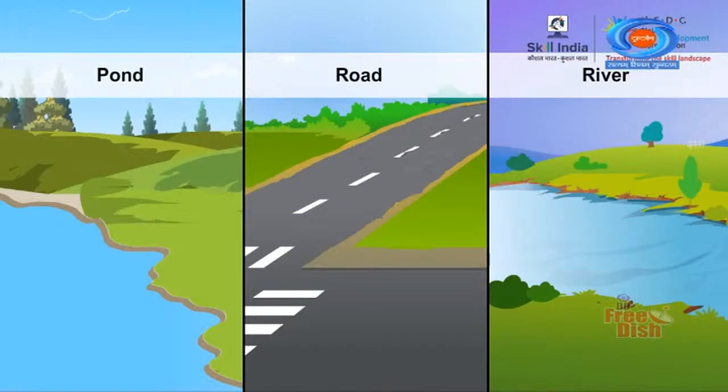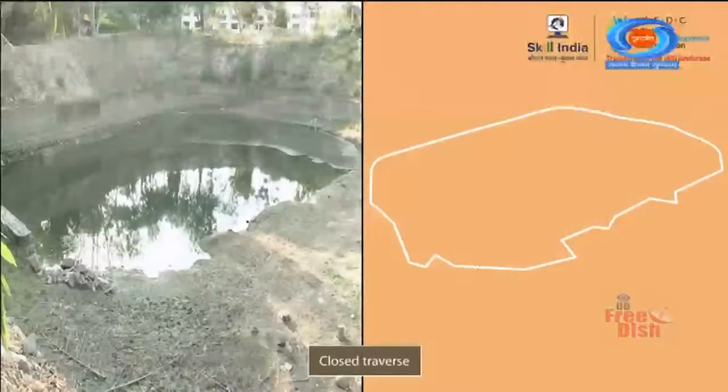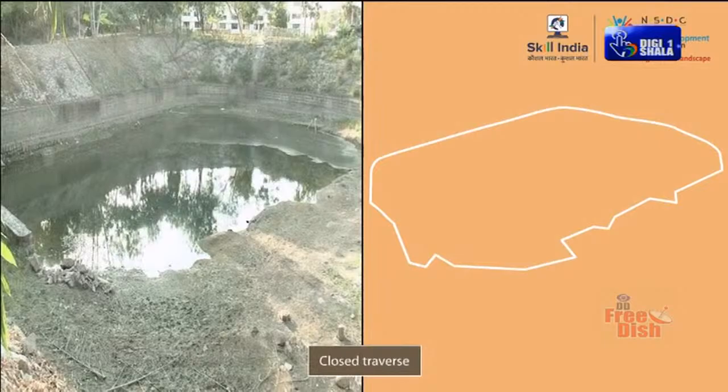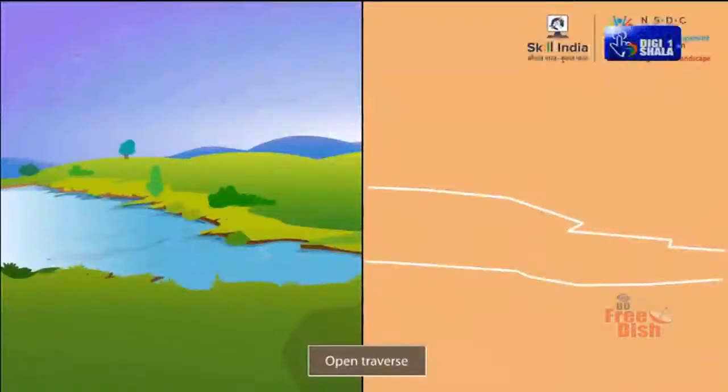You have just seen that you can depict the irregularly shaped ground features like lakes, rivers or roads with the help of traversing. When the connected survey lines form a loop or a polygon around the ground feature, as in the case of a pond, it is called a close traverse. When the connected lines form an unjoined pair along the ground feature, as in the case of a river or a road, it is called an open traverse.